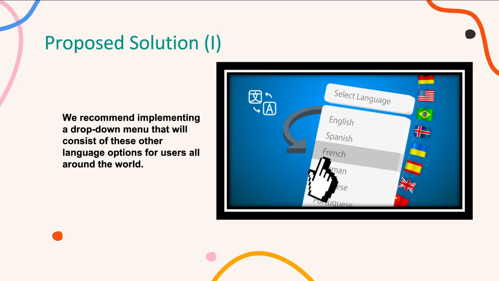For our first proposed solution, we suggest putting a drop-down menu in order to have access to other languages such as Spanish, French, German, Portuguese, and more, as it will help disabled users interact with the website much better than before. By doing this, it'll improve the accessibility and usability of the website itself, as it'll open up a bunch of options for other people around the world.